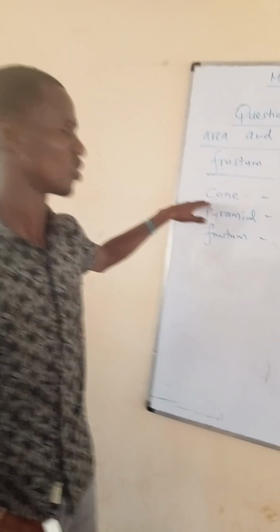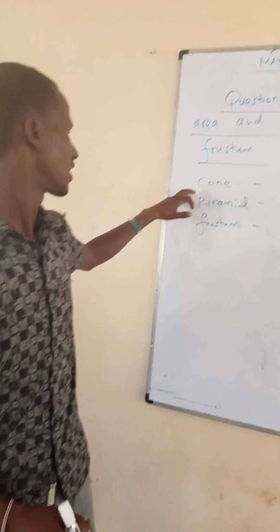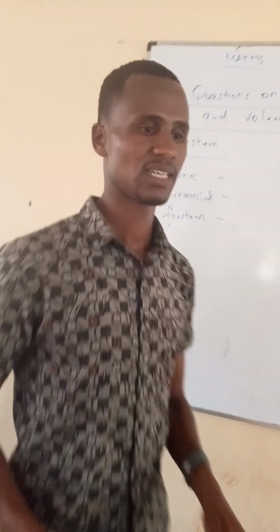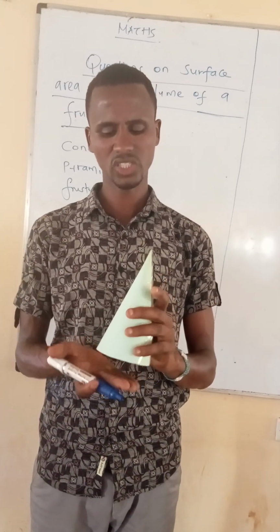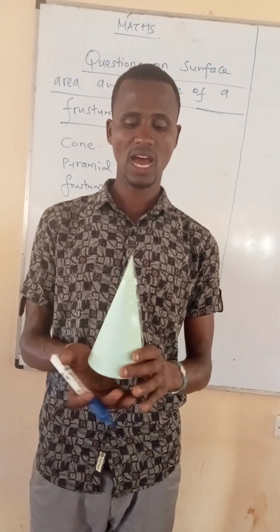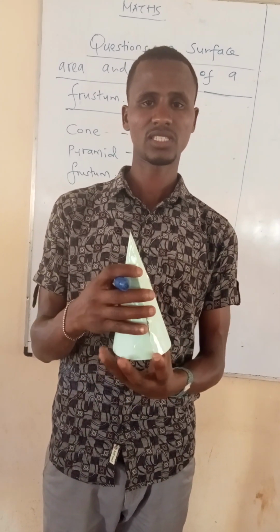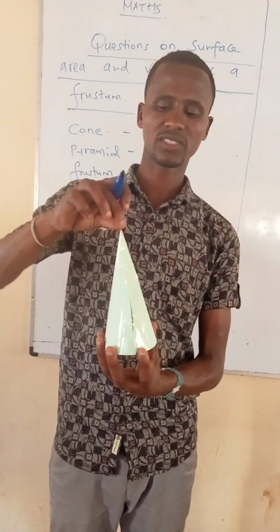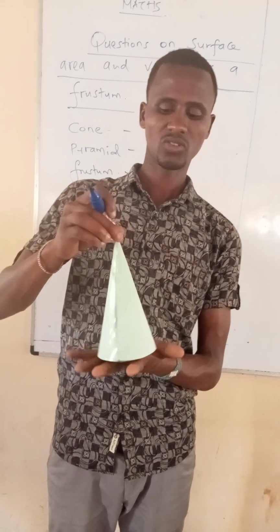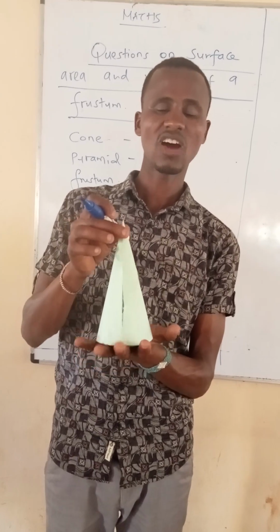Number one is a cone. A cone is a solid like this. It has a circular base and a curved surface which narrows to a point that is called the apex, this point here. So this is an example of a cone.